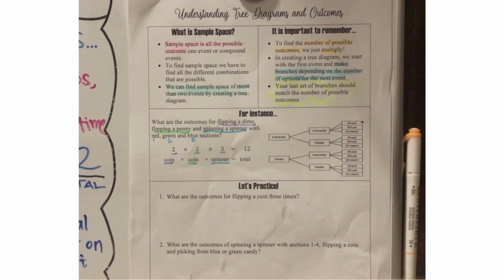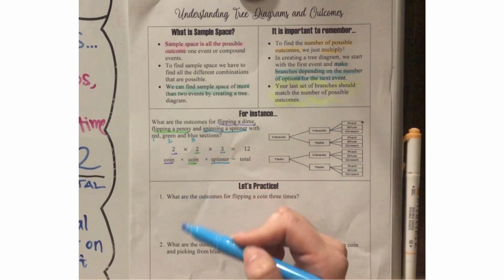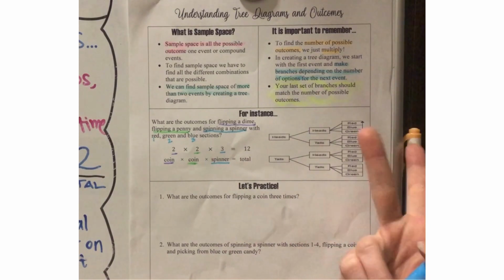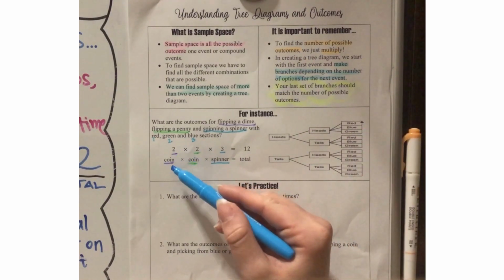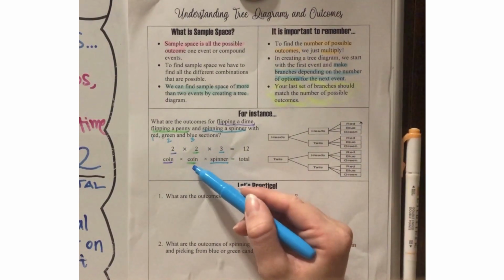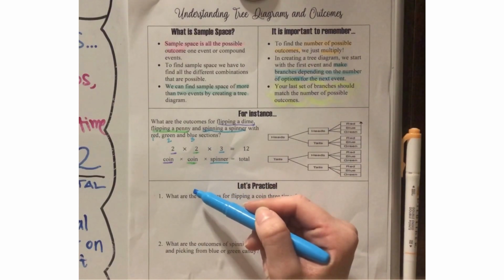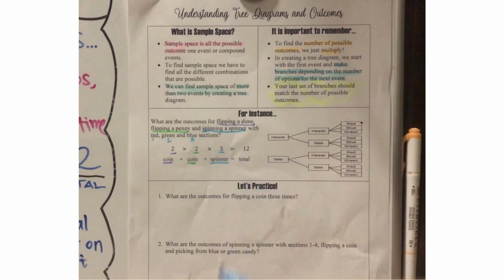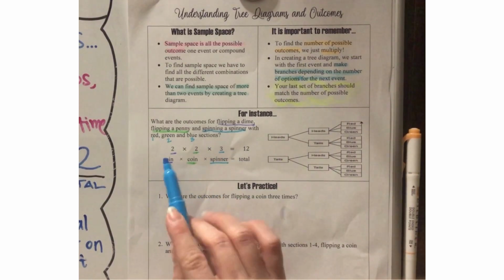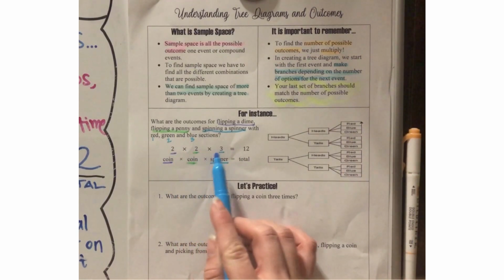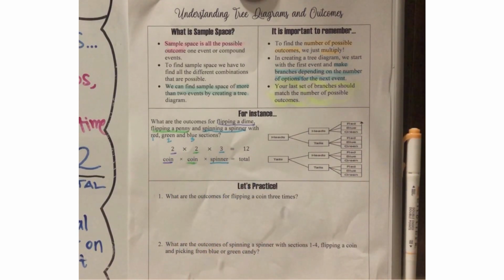As we've talked about in our other videos, when we flip a coin, you can either flip heads or tails. So we have 2 options for our dime, 2 options for our penny, and as I just explained, we have 3 options for our spinner. So if we multiply 2 times 2 times 3, we get a total of 12 different options.